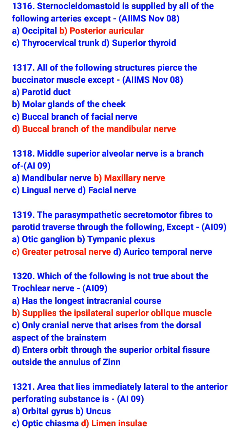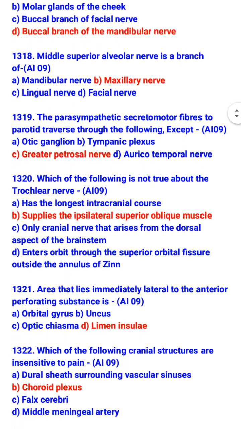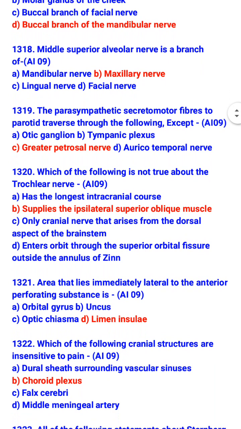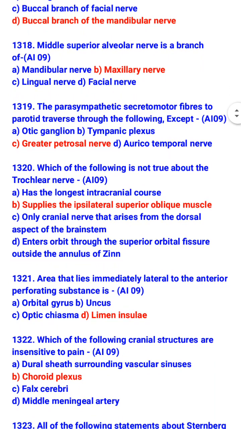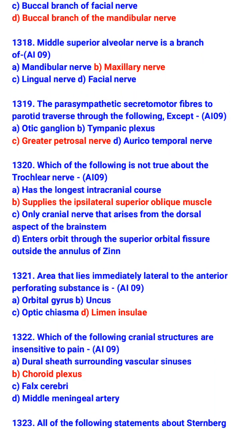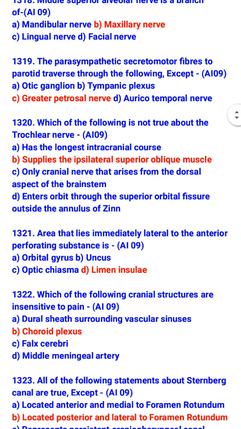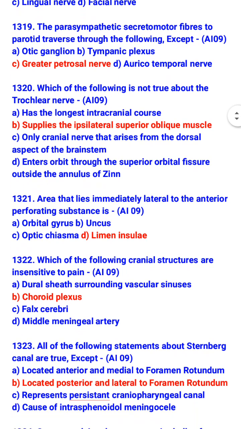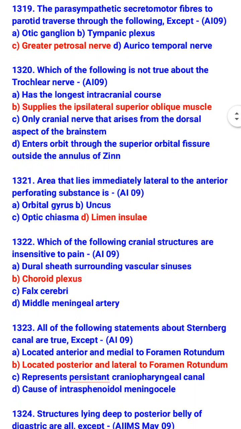Which of the following is not true about the trochlear nerve? That it supplies the ipsilateral superior oblique muscle. What is true about trochlear nerve? It has the longest intracranial course and is the only cranial nerve that arises from the dorsal aspect of the brainstem. It enters the orbit through the superior orbital fissure outside the annulus of Zinn. The area that lies immediately lateral to the anterior perforating substance is limen insulae.